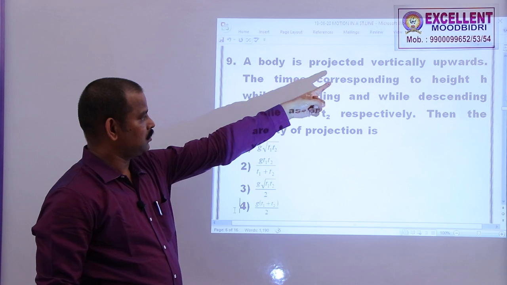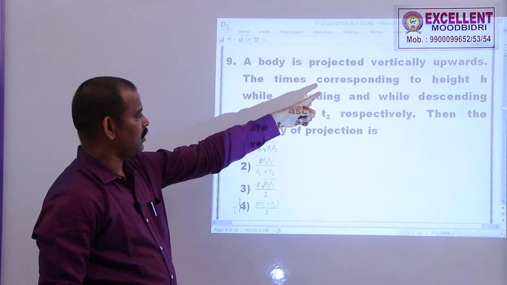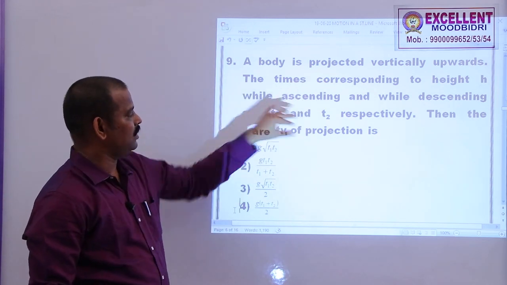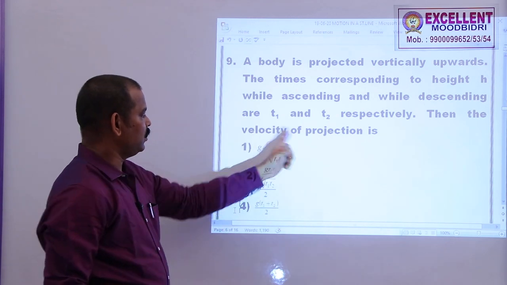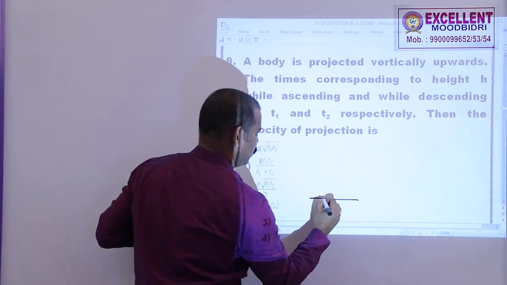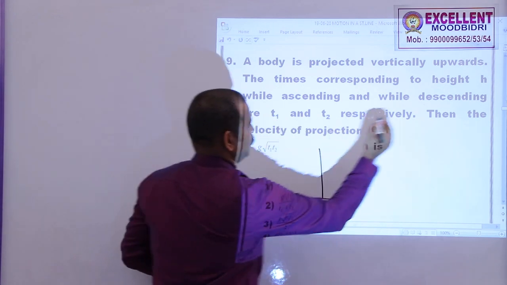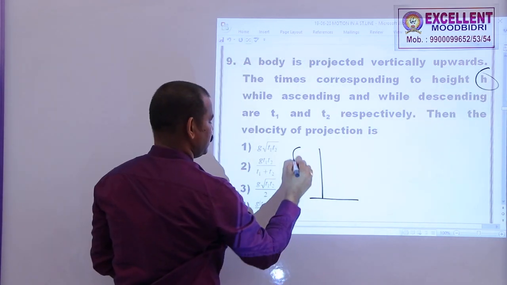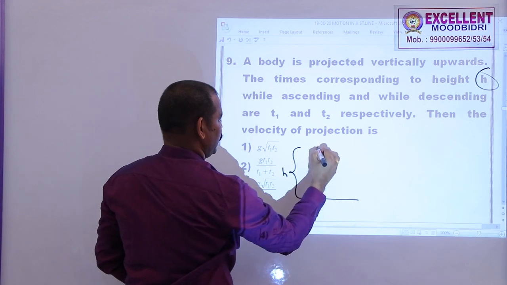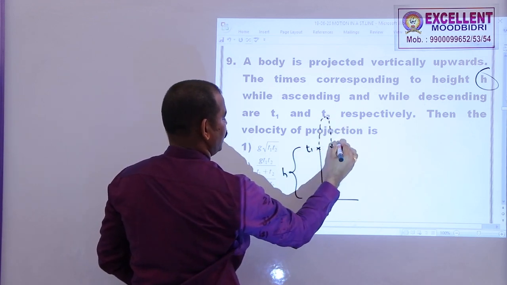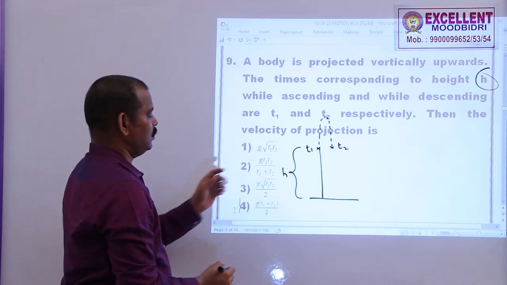A body is projected vertically upwards. The times corresponding to height h while ascending and while descending are t1 and t2. What is the velocity of projection? So this is the ground. A body is projected like this for a height of h. Let us say this height is h. While going up, the time taken is t1. So it went, and while coming back, the time was t2. What is the velocity of projection?